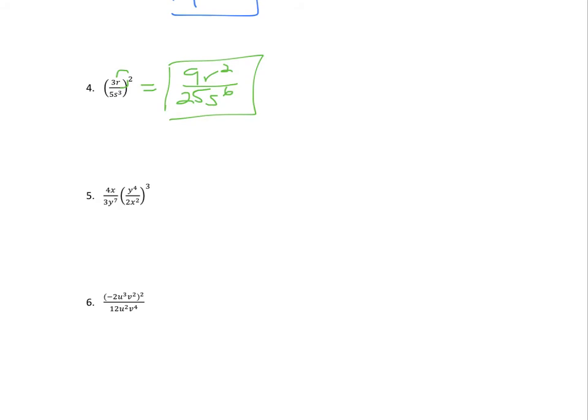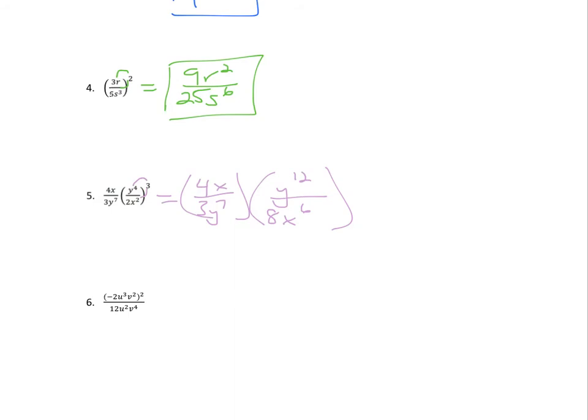Next one, we have to follow the laws. We have to do the power first, exponent first, and then multiply the two things together, right? Always do exponents before you multiply. So we'll leave the front one the same way it was, 3y to the 7th, and then we're going to make that third power happen at the top and the bottom. So we've got y to the 12th over 8x to the 6th.